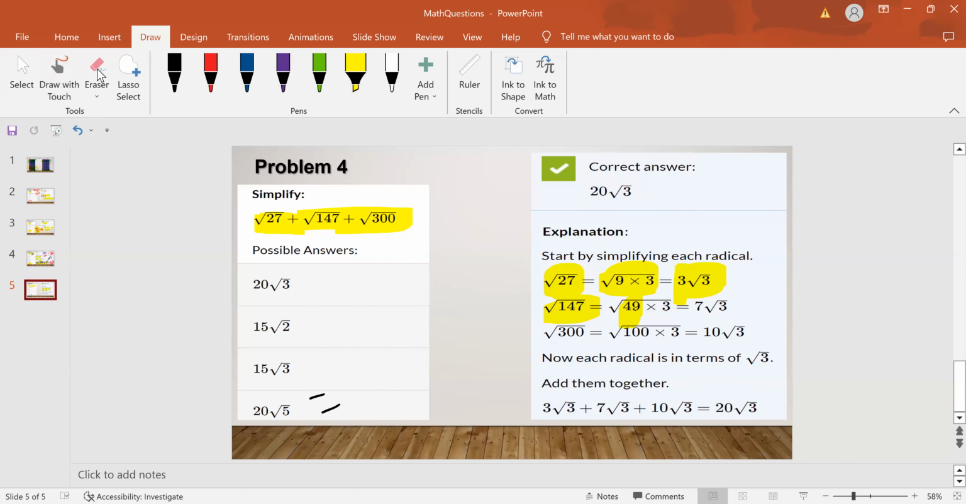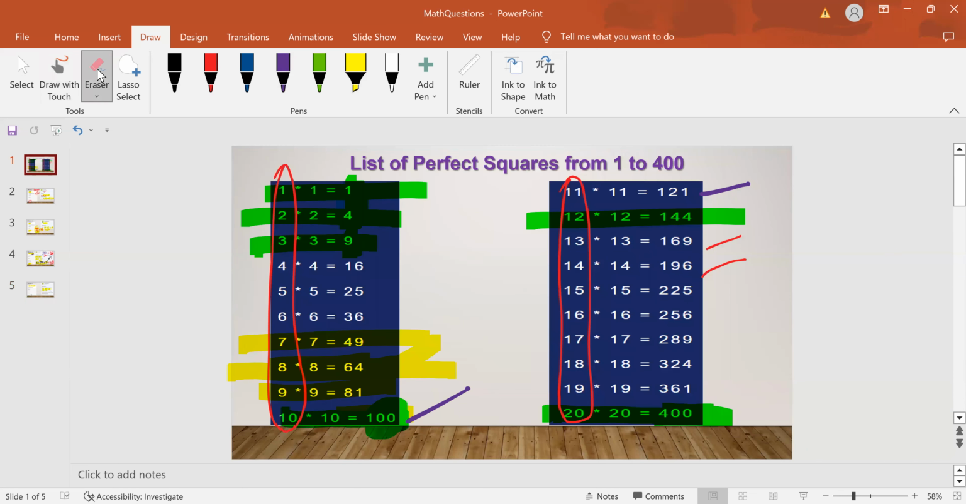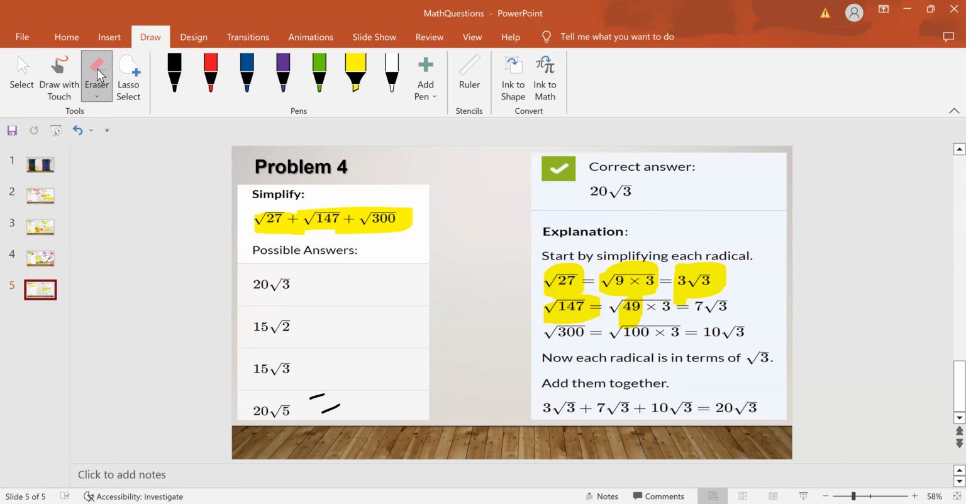You will see that 300 is not a perfect square. We have a 400, but we don't have a 300. Therefore, we do the same process. If you take 300 and divide by 2, that will be what? 150. But 150 is not a perfect square.